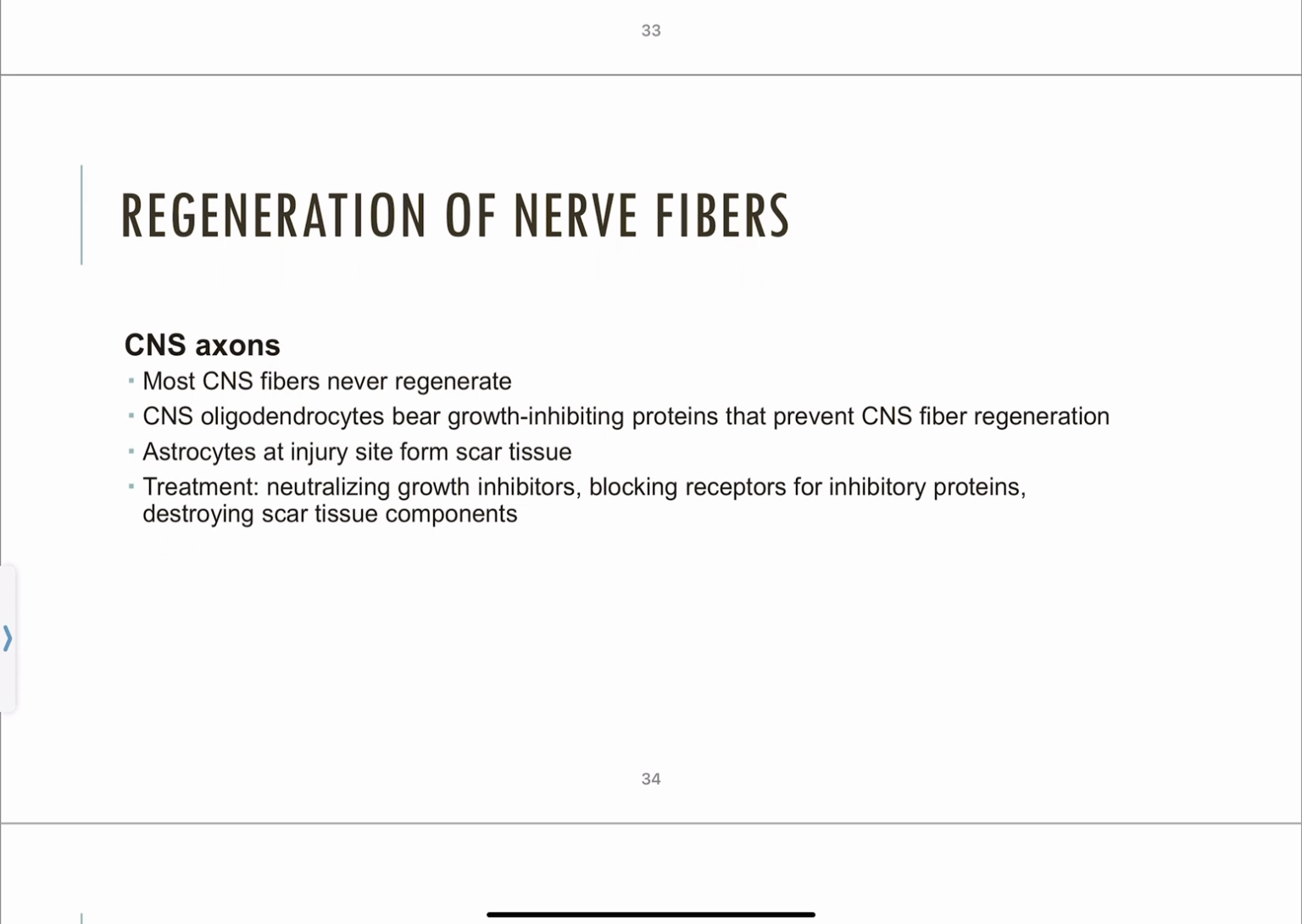So again, when we're talking about central nervous system axons, so in our brain or our spinal cord, they can never regenerate. Why? Because those oligodendrocytes actually have growth inhibiting proteins that are going to prevent that central nervous system fiber from regenerating following injury. And this is why spinal cord injuries are really, really devastating and can lead to permanent paralysis, because again, the central nervous system includes your spinal cord as well.